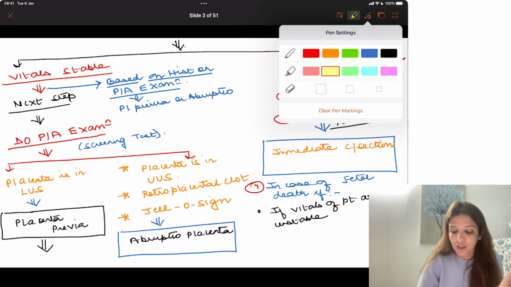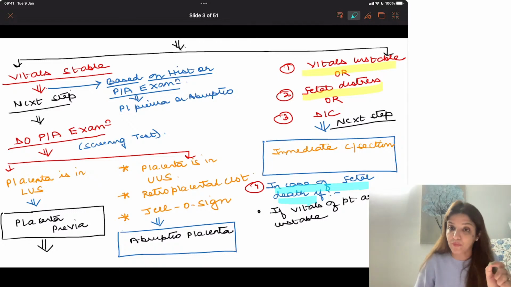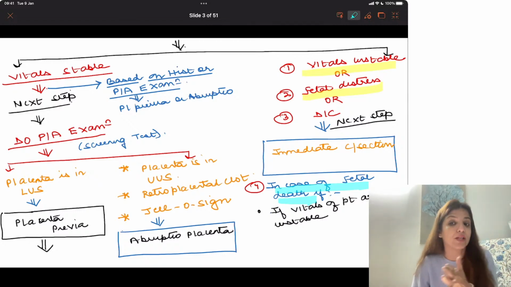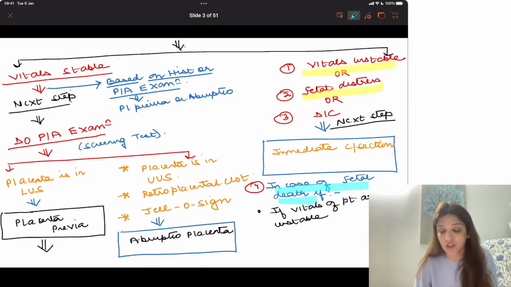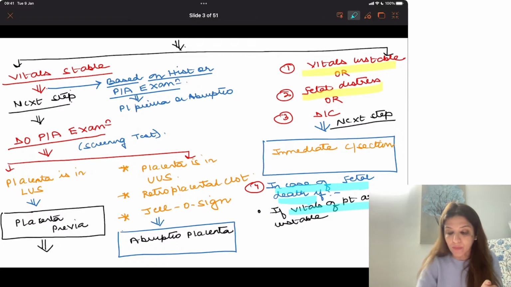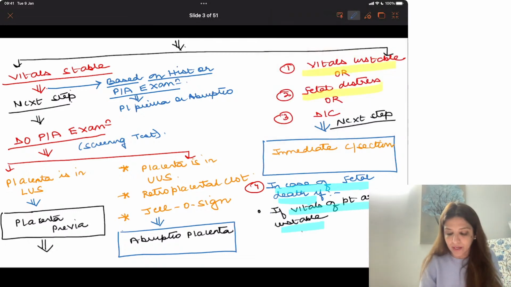Now if your question is talking about fetal death, please remember, fetal death is seen in cases of abruptio. Fetal death is generally not associated with placenta previa. So if they say fetal death is present, then in the question go back and see whether the vitals of the patient are unstable or stable. If vitals of the patient are unstable and there is fetal death, then the next step again is cesarean section.